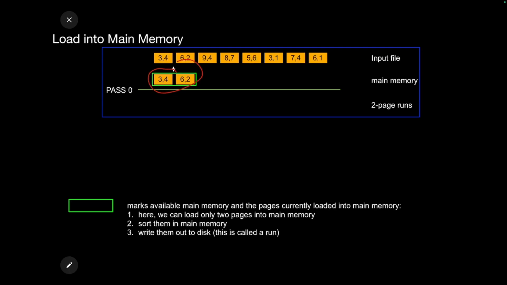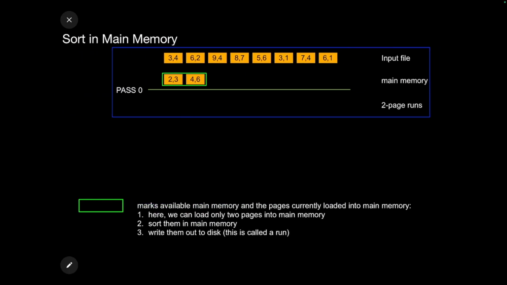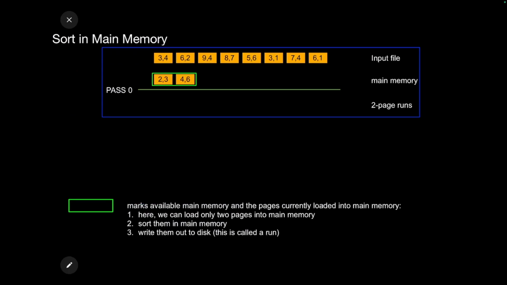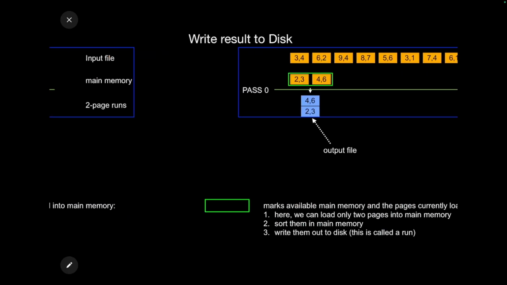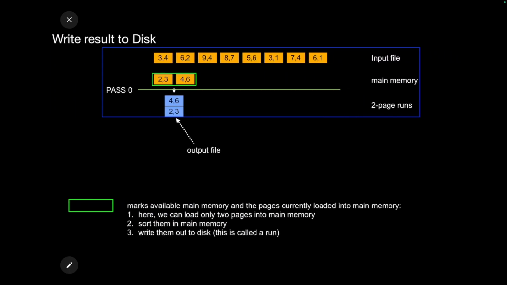That's what I do. Then on these 2 pages, of course, you can run a main memory algorithm of your choice, whatever you want. Let's say quick sort. So now you have it sorted, 2, 3, 4, 6. And then what you do is you write the stuff out into a new file. This file is called a run in the context of external memory algorithms.